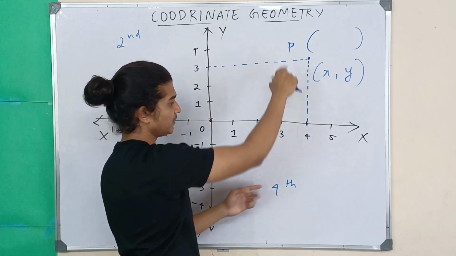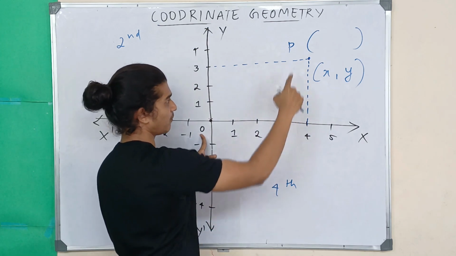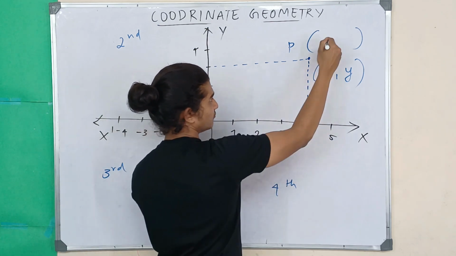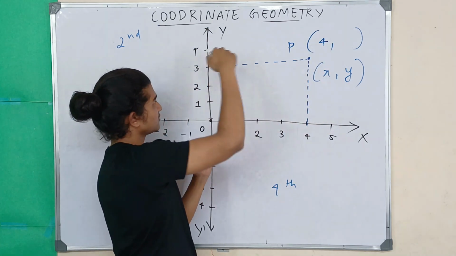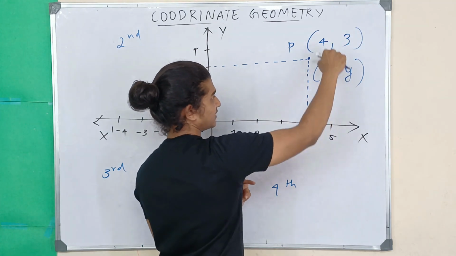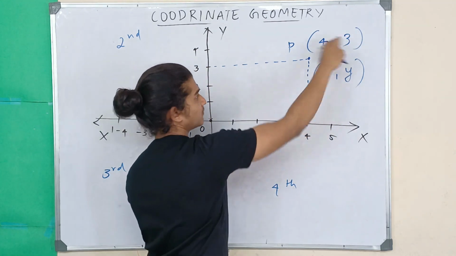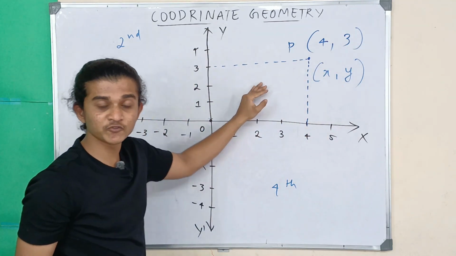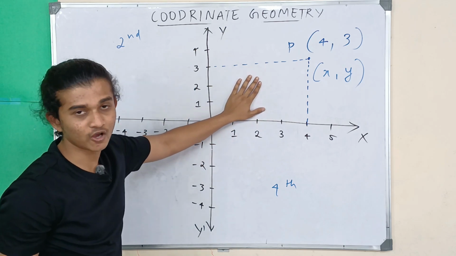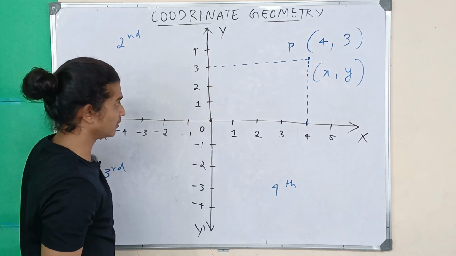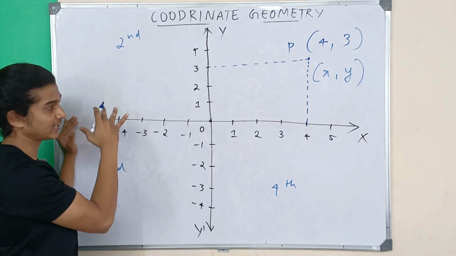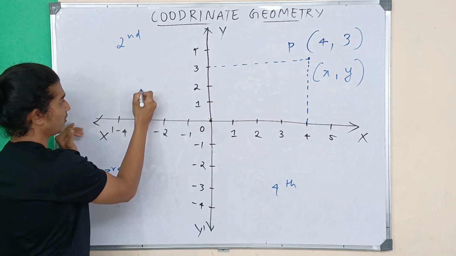In the case of point P, the distance from the x-axis is 4, whereas from the y-axis it is 3. So this x is nothing but the x distance, whereas y is nothing but the y distance. This is how you frame a point on the Cartesian system. Now let's try to frame the exact same thing in the second quadrant. So let me take an example of this point.